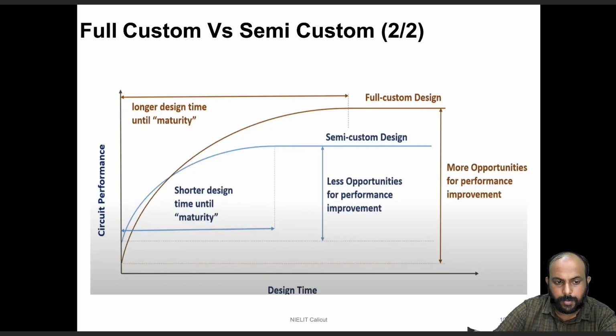So this is a pictorial depiction of what we discussed so far. If you look at, on the y-axis we have the circuit performance, and on the x-axis we have the design time. It requires more time for full custom design to mature, whereas it is relatively lesser in the case of semi-custom design, which is shown by the blue line. On the other hand, if you look at the circuit performance, the semi-custom design gives you lesser scope of performance improvement in terms of PPA optimization, whereas it would be having more scope of improvement of performance in the case of full custom.